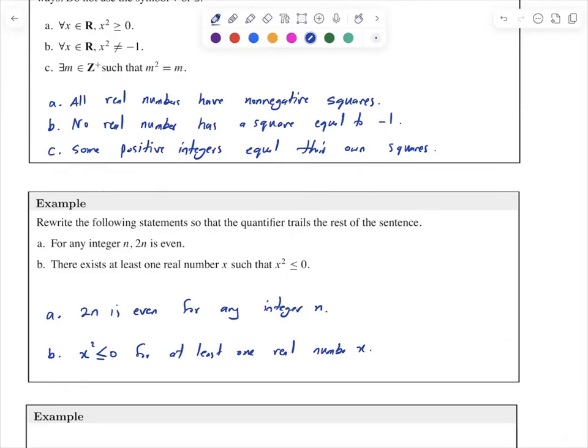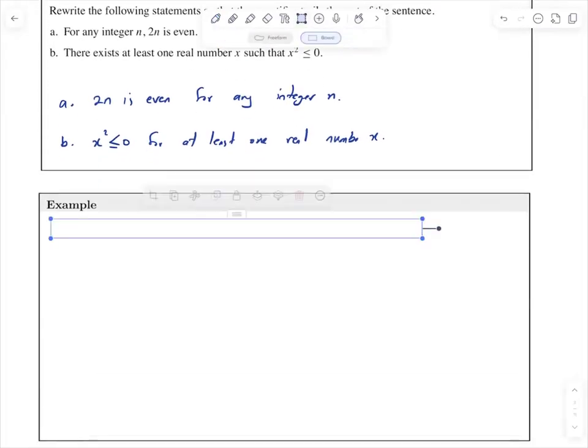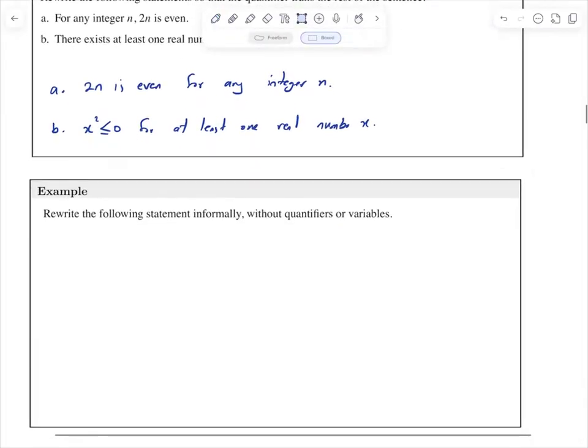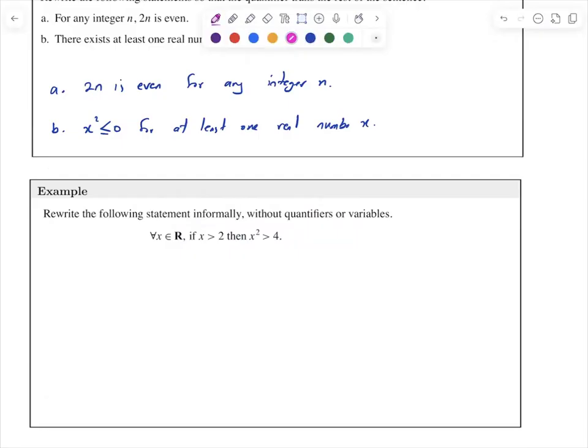Let's move on to more examples for you. Rewrite the following statement informally without quantifiers or variables. It says for every x in R, or for any real value, if x is more than 2, then x squared is more than 4. One quick note for you. When you have conditional statements, you always use a universal quantifier. So just a quick note, P then Q is a universal statement.